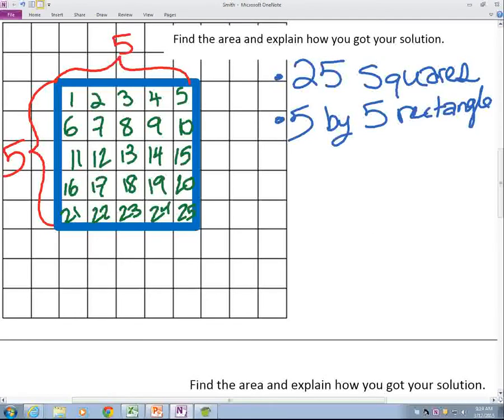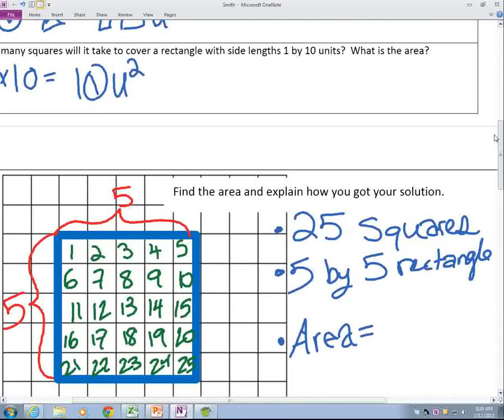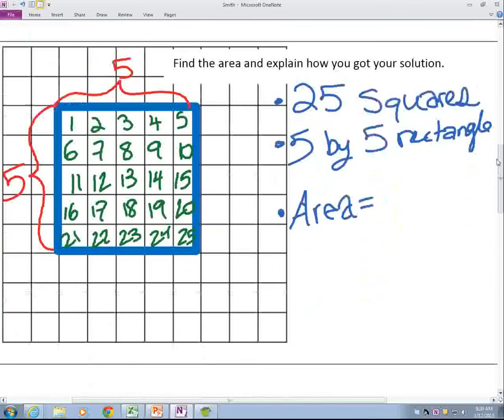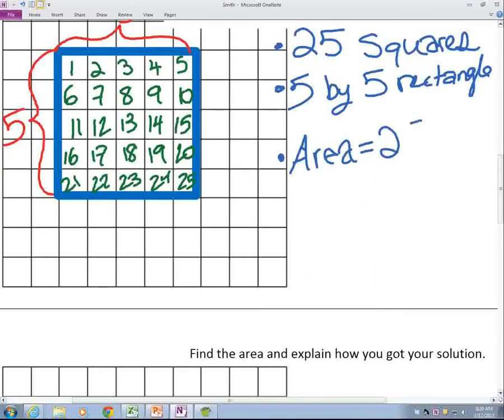But what's the actual area? It takes up 25 squares. That's how much it takes up. So something very similar to that. Yep, 25 units squared. 25 units squared. Good.